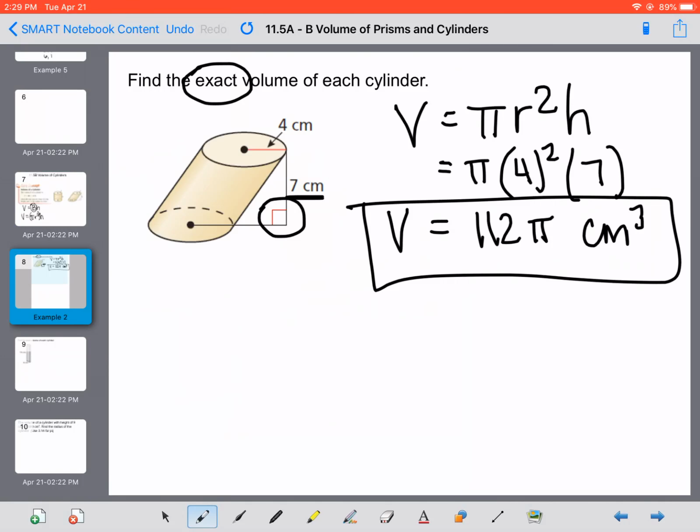Make sure you're careful on your homework. If it's asking for exact, you need to have it in pi form and not multiply that times your pi, times 3.14.